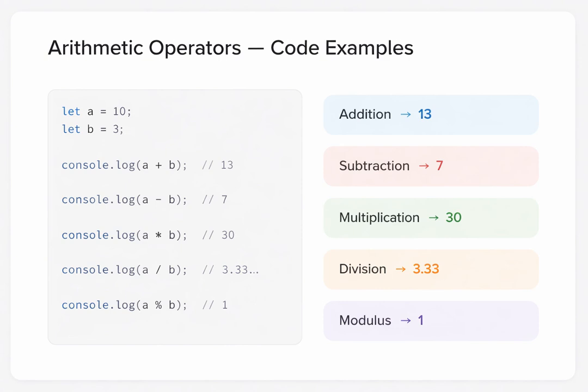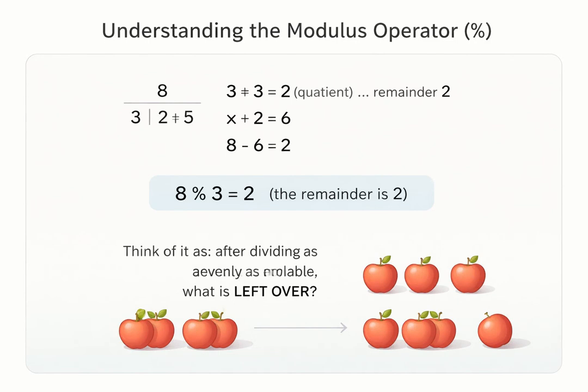The modulus operator deserves a little extra attention because it's the one that trips people up the most. The modulus operator gives you the remainder after division, not the result of the division itself. So let's take 8 modulus 3. We ask, how many times does 3 go into 8? It goes in 2 times, because 3 times 2 is 6. But 8 minus 6 leaves us with 2 left over. That leftover amount, 2, is what the modulus operator returns.